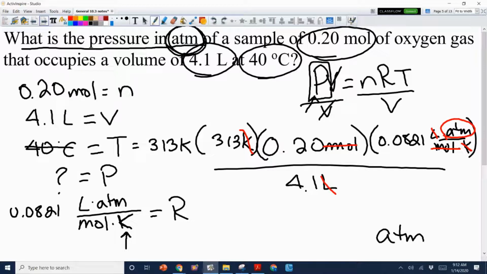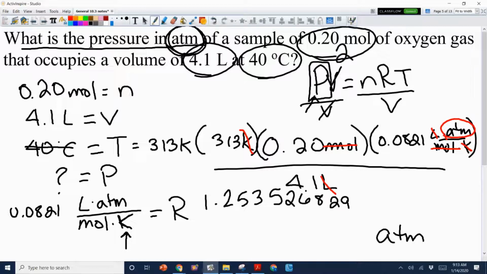We have 313 times 0.20 times 0.0821 divided by 4.1. Okay. It's going to give us 1.253526829, which is just the raw answer. It's not the official answer. We have to count sig figs.